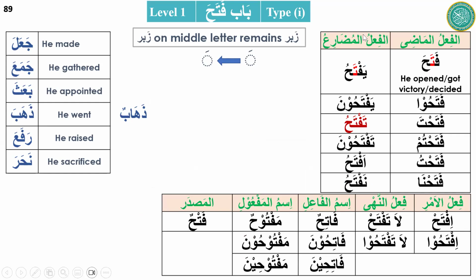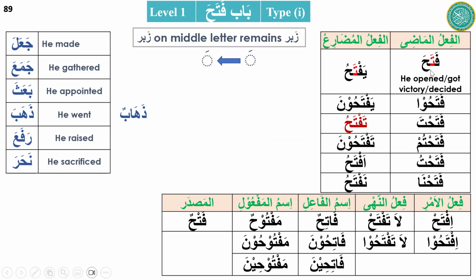Whenever we start, I will start the chapter number 1, level 1. Chapter number 1. There will be 6 chapters. Then I will have to say the chapter name, that is Bab Fataha. Bab means chapter. Bab means door, but here we say chapter. Fataha means Fataha because this is the representative word for all those.